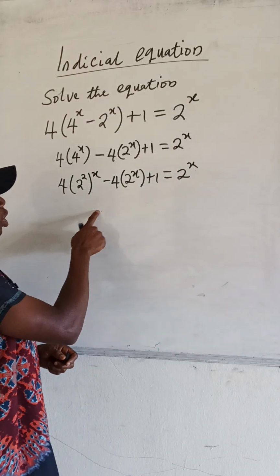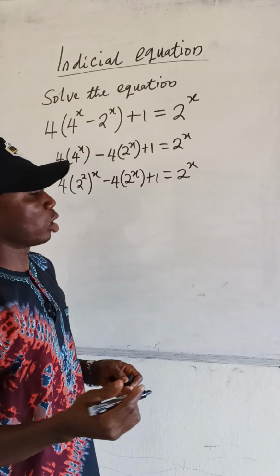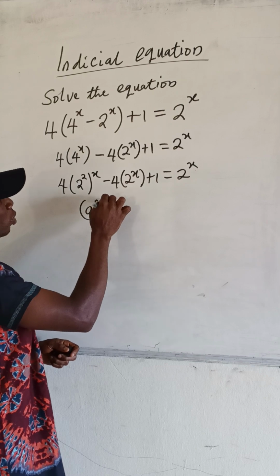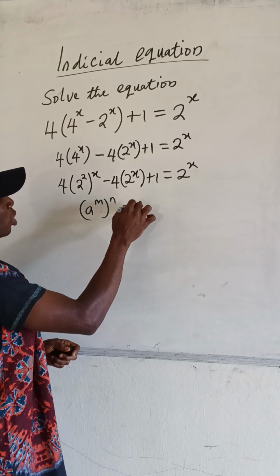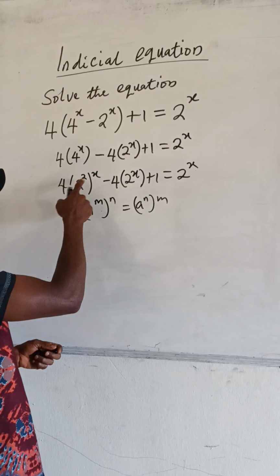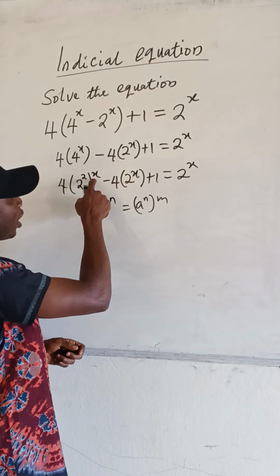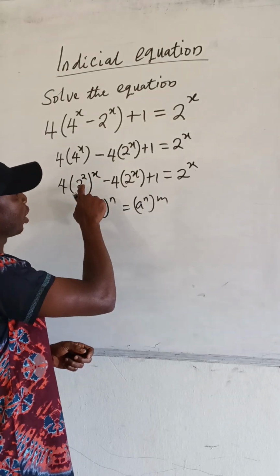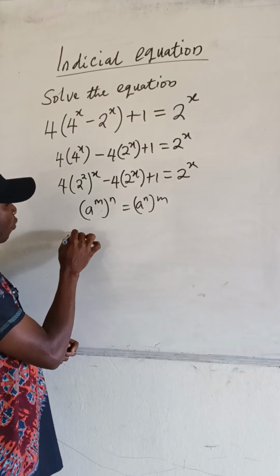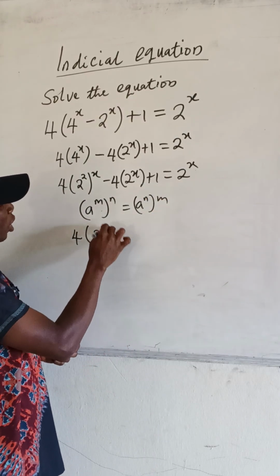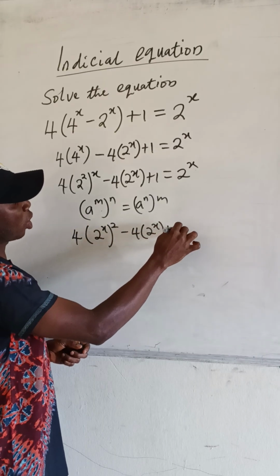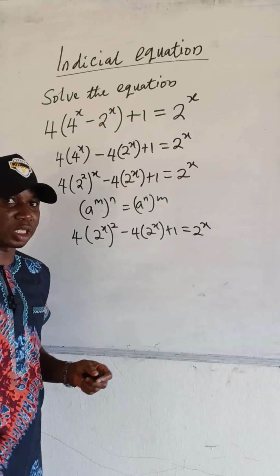Then, according to this law of indices, if we have something like a raised to the power of n all multiplied by n, it is the same thing as a raised to the power of n all multiplied by n. They are talking about the same thing. So we can actually do that. Why are we doing it? We want this x to go inside and then this 2 to come out so that we'll be having 2 raised to the power of x here, 2 raised to the power of x here, 2 raised to the power of x here. So when we do that, we have 4 into 2 raised to the power of x, 4 raised to the power of 2 minus 4 into 2 raised to the power of x plus 1 is equal to 2 raised to the power of x.